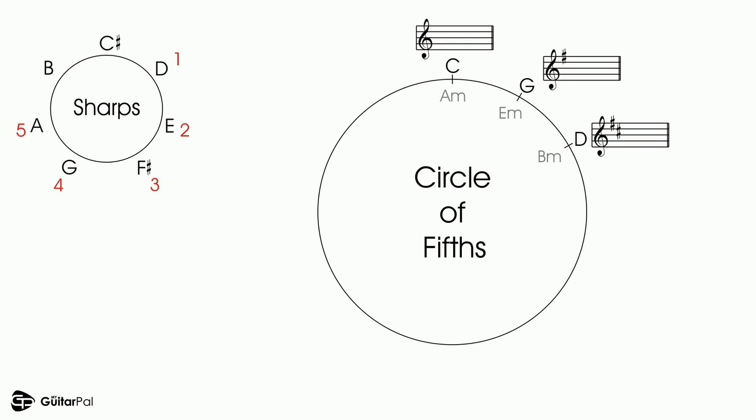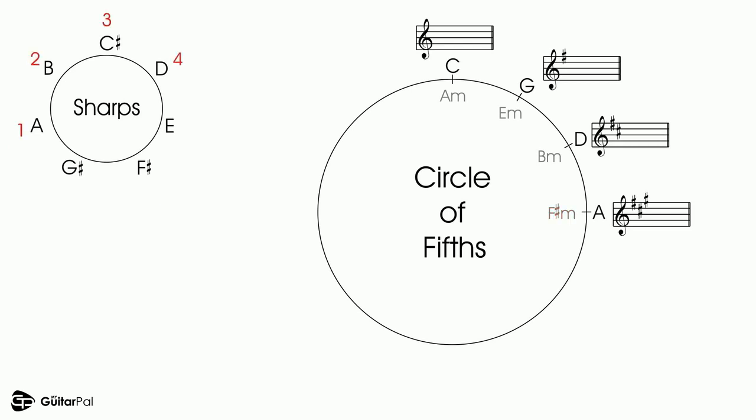5 up from D is A. 7 up or 1 back from A is G. Raise G to G sharp. The key signature for A major has three sharps, F sharp, C sharp, and G sharp. 6 up from A, the relative minor of A major is F sharp minor.